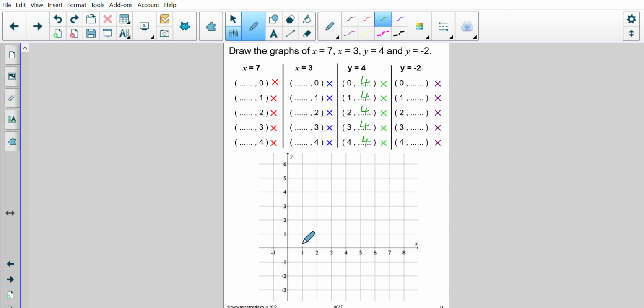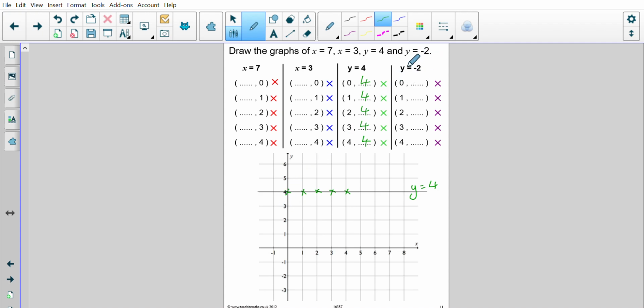So let's plot those. 0, 4; 1, 4; 2, 4; 3, 4; and 4, 4. And if we draw in the line, again, we want to extend it all the way across the grid. As expected, like the last lines that we drew, we have a horizontal line. That's called y equals 4, and it goes through 4 on the y-axis.